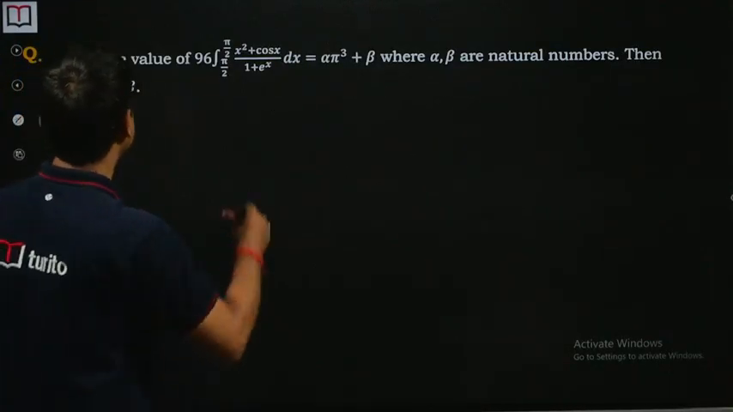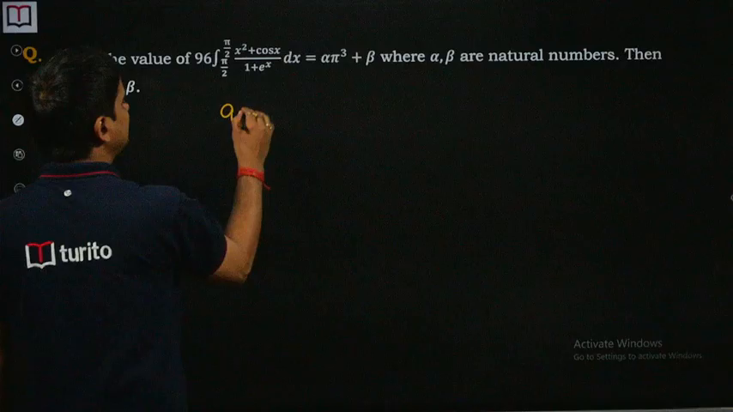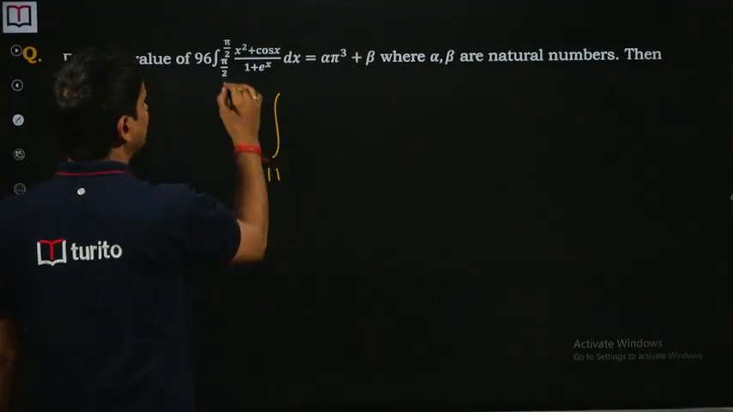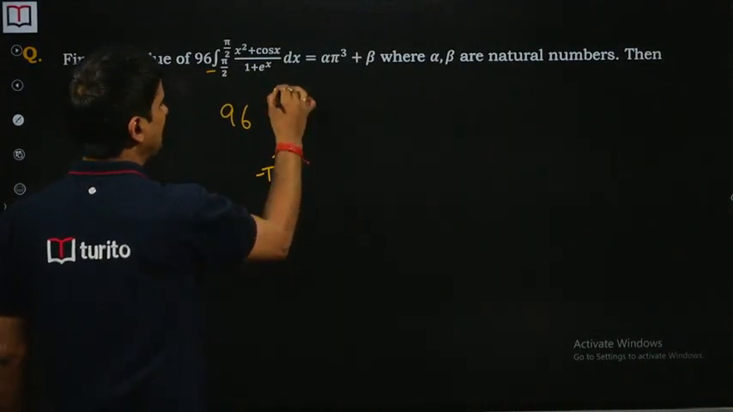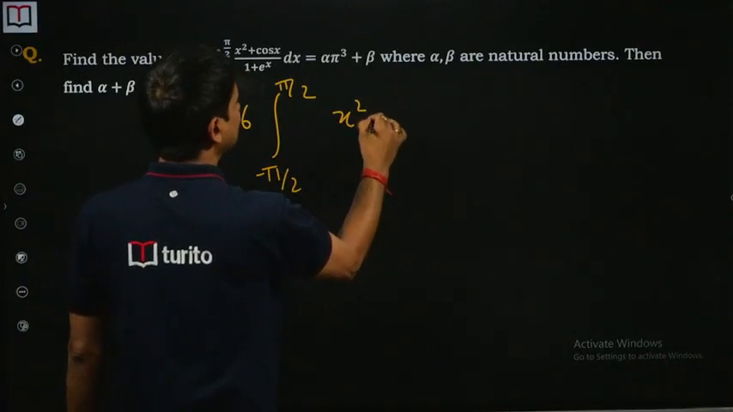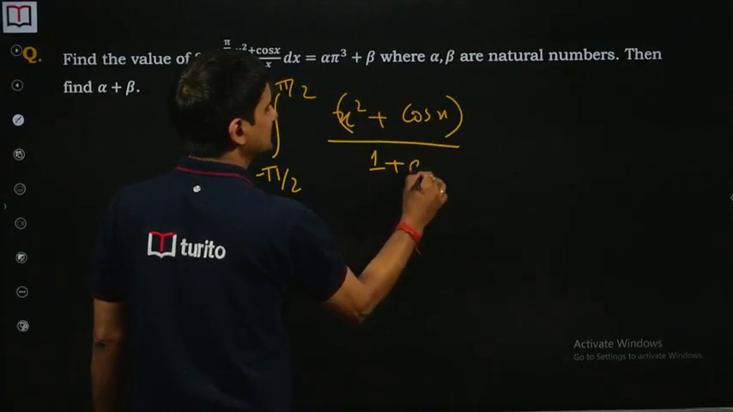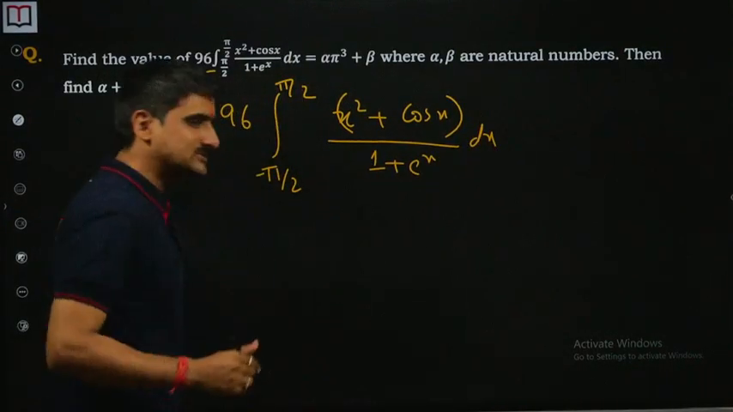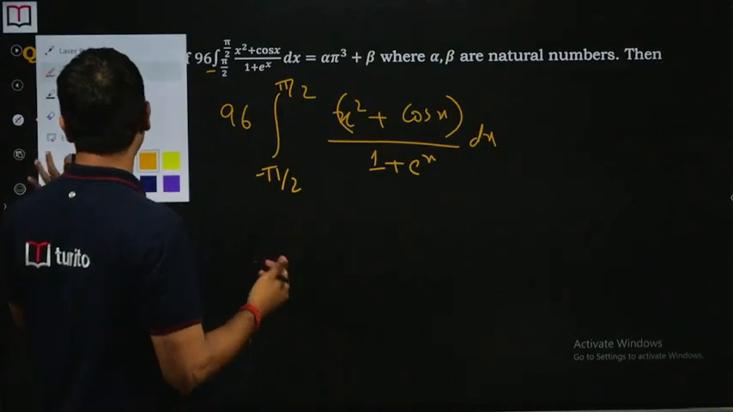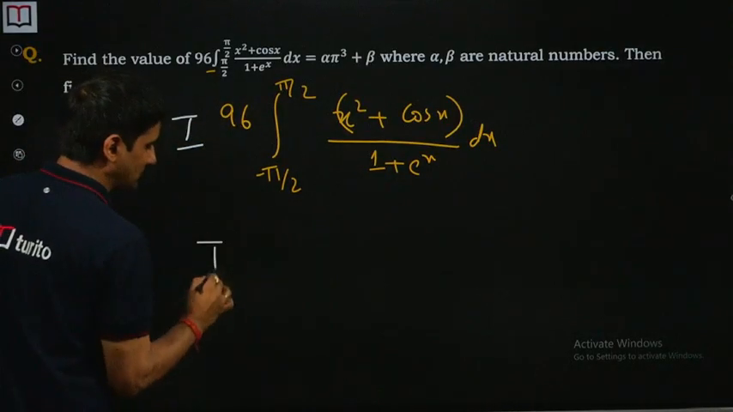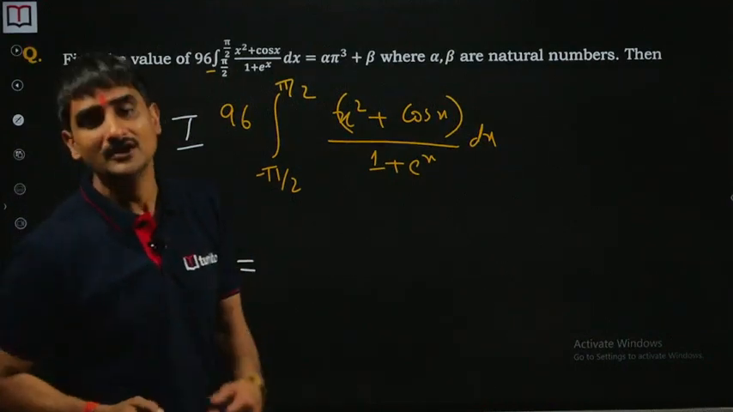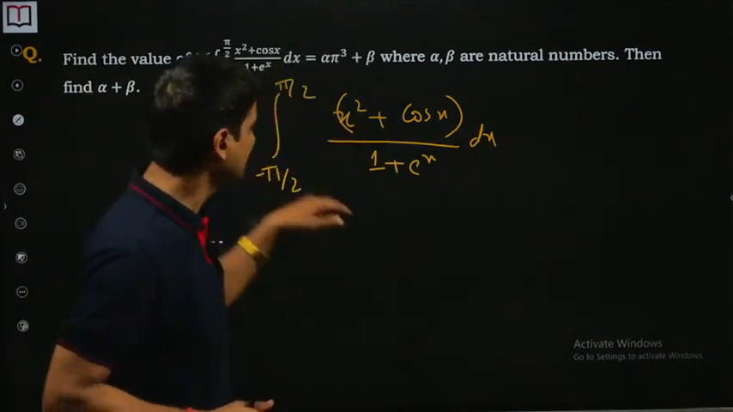See, next is again, the value of 96 times the integral from minus pi by 2 to pi by 2 of x square plus cos x upon 1 plus e raised to the power x dx. Now see, of course, what are we going to do? We will be applying the Bahubali property, the famous Bahubali property. Why so? Because when we apply it here, nothing will change.